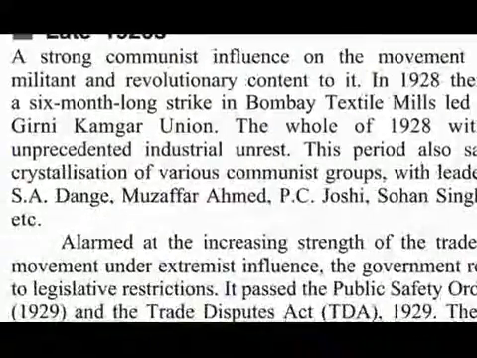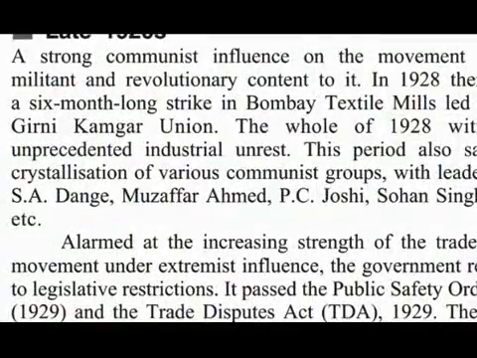In 1928, there was a 6-month-long strike in Bombay textile mills held by the Girni Kamgar Union. The whole of 1928 witnessed unprecedented industrial unrest. This period also saw the crystallization of various communist groups with leaders like S.A. Dange, Muzaffar Ahmad, P.C. Joshi, Sohan Singh Josh etc.